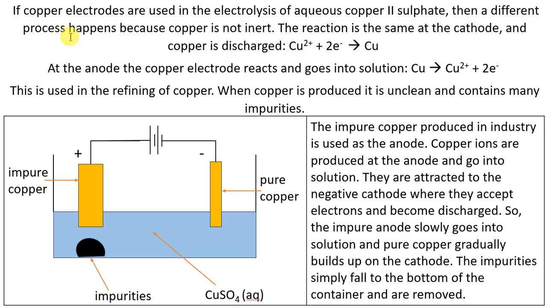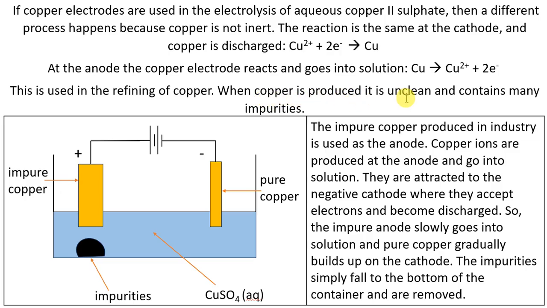If copper electrodes are used in the electrolysis of aqueous copper(II) sulfate, then a different process happens because copper is not inert. The reaction is the same at the cathode, and copper is discharged. At the anode, the copper electrode reacts and goes into solution. This is used in the refining of copper.